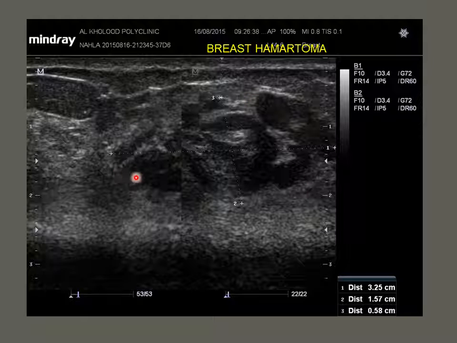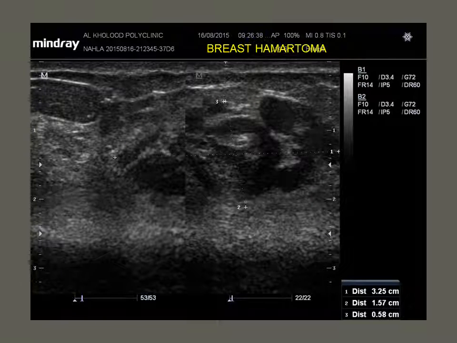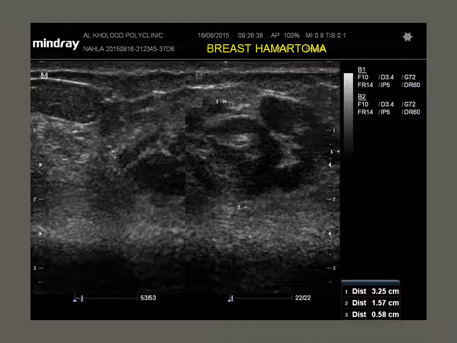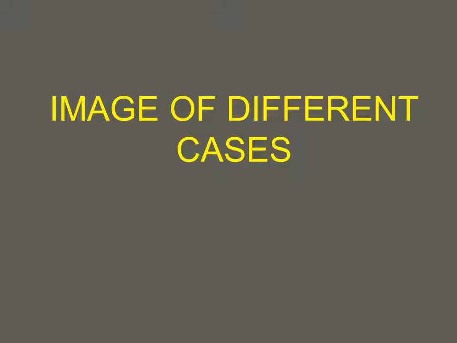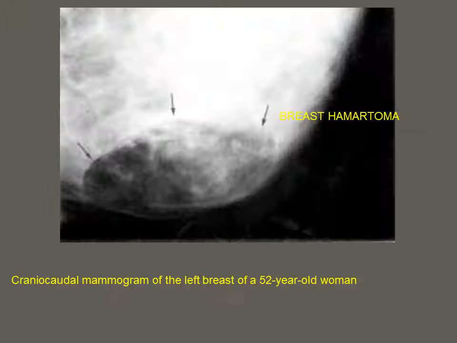It's the same case. Breast hamartoma. Images of different cases, other cases of breast hamartoma. So in breast hamartoma we define a well-defined mass with pseudo capsule containing fatty tissue, breast tissue, fibroglandular tissue, breast within breast. This is another finding diagnosed as breast hamartoma.